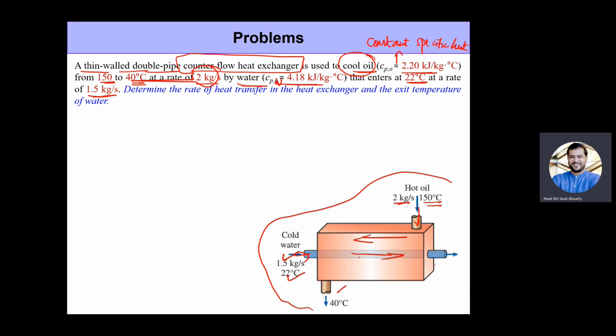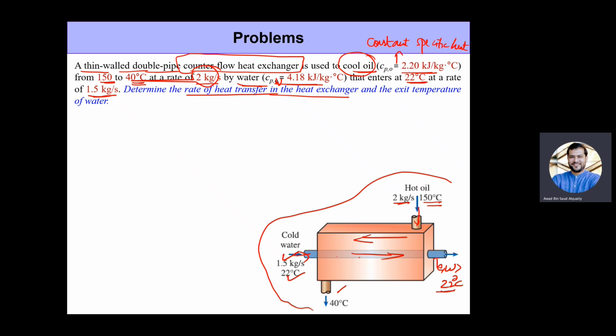So the temperature at the exit for water should be greater than 22 degrees Celsius. This is a simple understanding of the problem, right? This is something that you should expect. What we need to do here in this particular case is determine the rate of heat transfer that's happening in the heat exchanger.